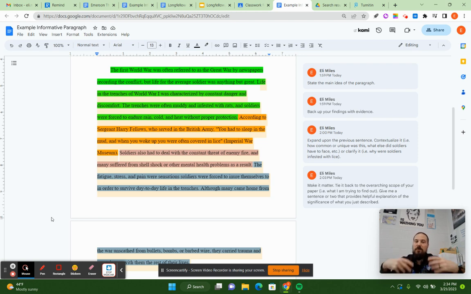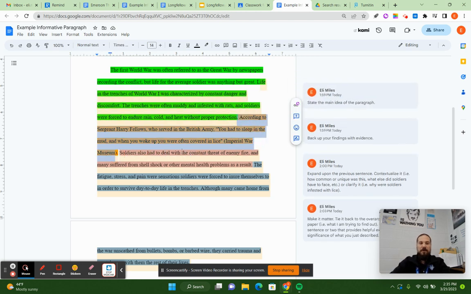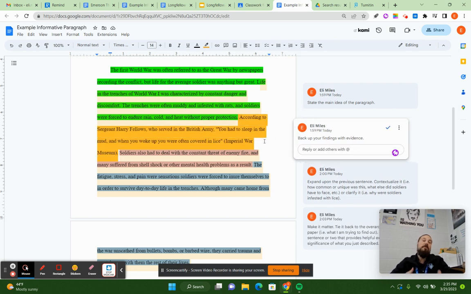All right, so what I want you to do is in the first sentence or two, give me that overarching idea for what this paragraph is going to deal with. What is this body paragraph going to focus around? Okay. Then you give me some solid evidence that you found. Okay. According to Sergeant Henry Fellows, who served with the British Army, you had to sleep in the mud. When you woke up, you were often covered in lice. Okay. So now you give me evidence.